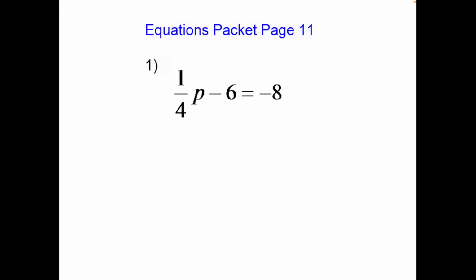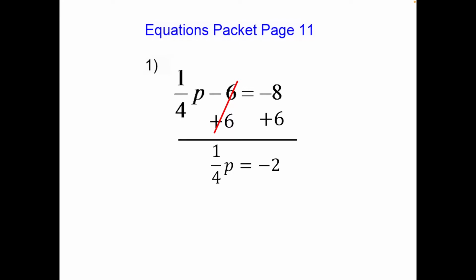Equations packet, page 11. Number 1, 1/4 p minus 6 equals negative 8. We undo addition or subtraction first. 6 is being subtracted, and the opposite of subtraction is addition, so we add 6 to both sides. So the negative 6 will cancel. We're left with 1/4 p equals negative 8 plus 6, which is negative 2.